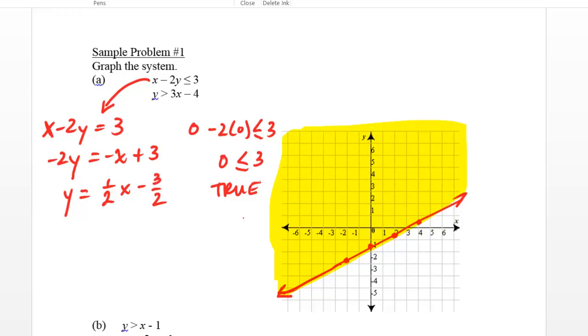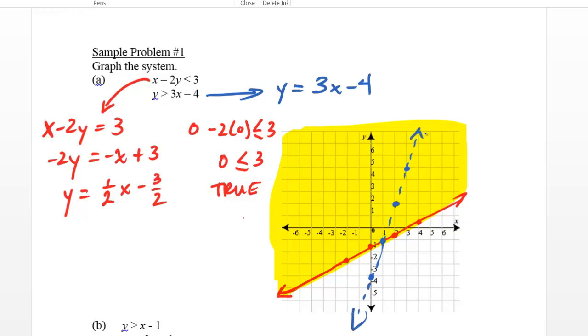Now I personally like to use the highlighter functions on the computer, because whenever you use the highlighter functions they give you a nice blended color so you can see the actual solution set. So now I'm going to take the second equation, and turn it into an equation for graphing purposes. So this is going to be y equals 3x minus 4. And so I'm just going to graph y equals 3x minus 4. Now before I go ahead and draw this line, notice that the inequality is greater than but not equal to, so I have to remember that this is a dashed line.